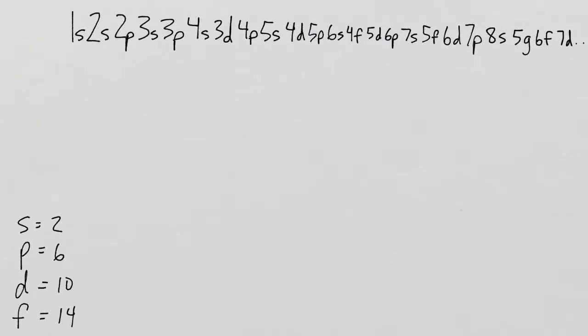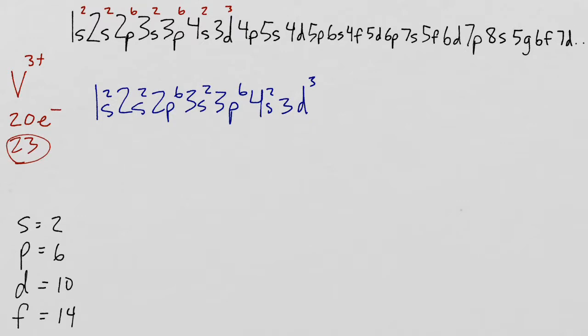Alright, let's try this again just to emphasize the point. Let's do vanadium 3+. Now, you might be tempted to figure out that a vanadium 3+ would have 20 electrons and then try to just stick in 20 electrons. You shouldn't do it that way. Let's find the electron configuration for vanadium first, and then we'll worry about the 3+ part. Okay, you can see that after we stick in all 23 of vanadium's electrons, we end up with this electron configuration.